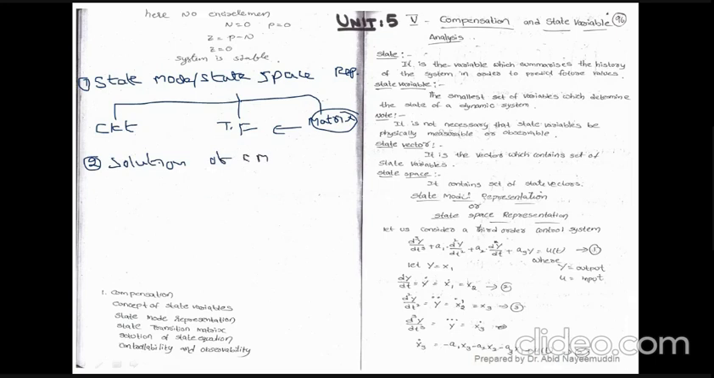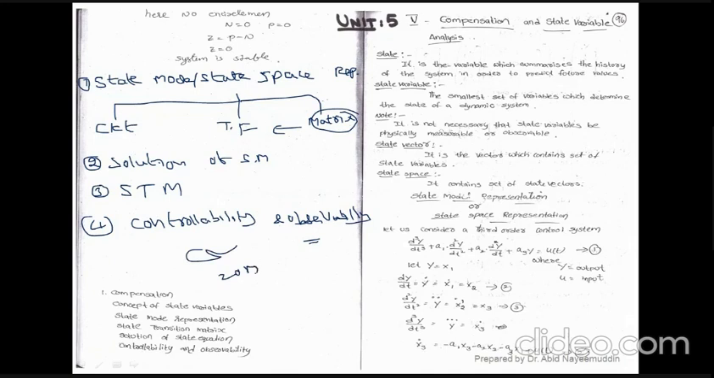of the state model, and the third one is the state transition matrix, and the fourth one is controllability and observability. This is the overall summary of your unit 5 before starting. From these four concepts you will be getting 2 questions. Overall weightage is 20 marks, both internal and external.